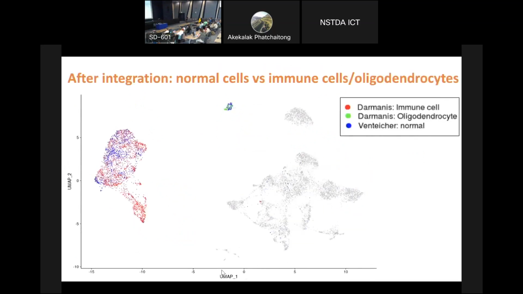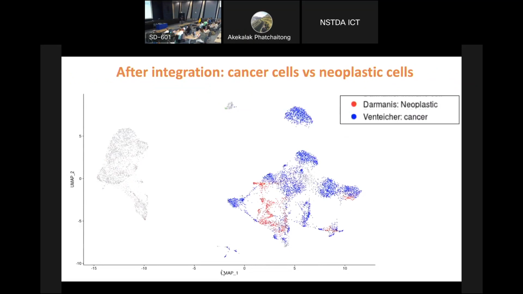So let's break it down. Let's look at the normal one. So TICA normal is in blue, and then the Darman is normal, but more, with the specific label of immune cell or oligodendrocyte, which we can consider to be normal. So there is a lot of overlap between those. So that's good. We can use them. What about the cancer? Okay. So for the neoplastic and cancer, there's also overlap there. Some of them don't overlap, but we do have some nice overlap. So we could also utilize those that overlap.